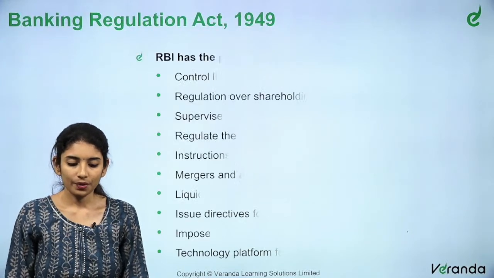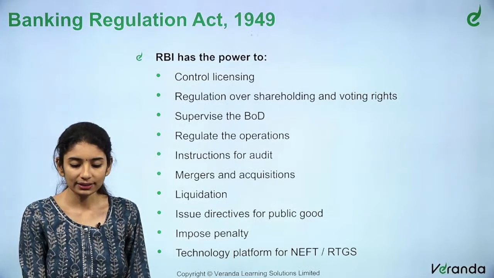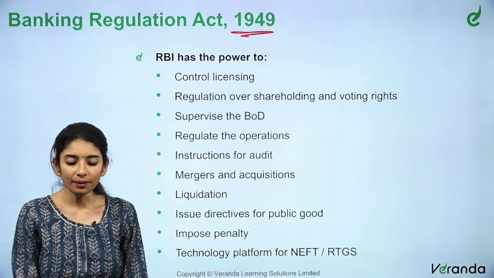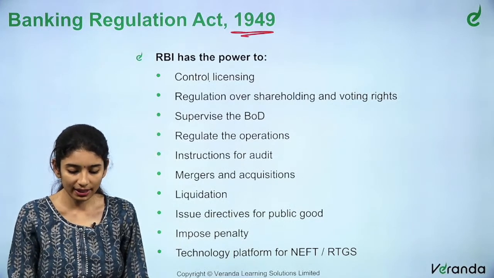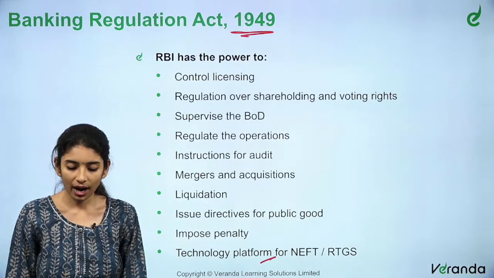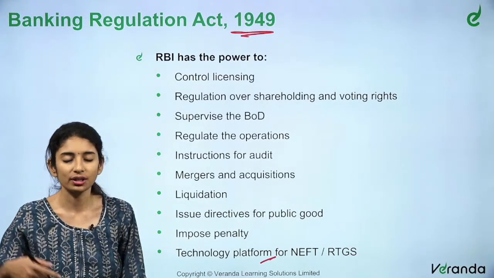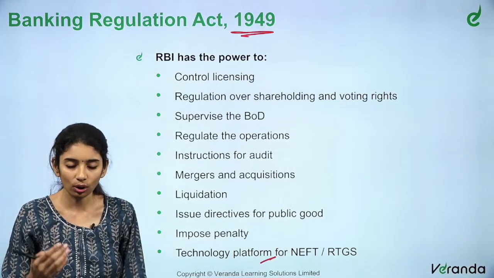Now we're moving on to the Banking Regulation Act 1949. RBI has the power to control licensing. It has so many powers, okay? It gives a technology platform for NEFT, RTGS and so many other powers. Because of the Banking Regulation Act, RBI has been granted all these powers.